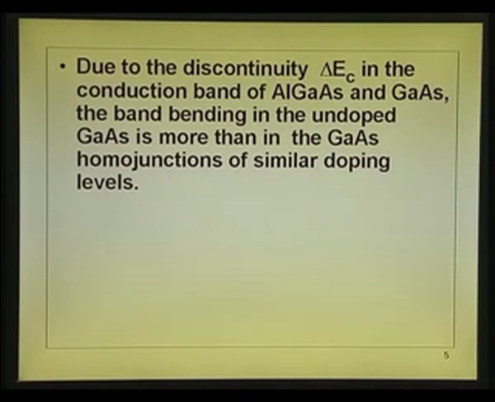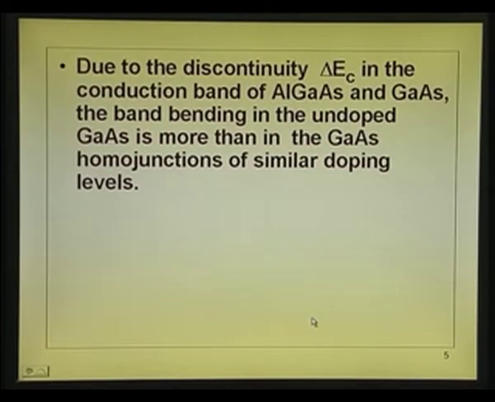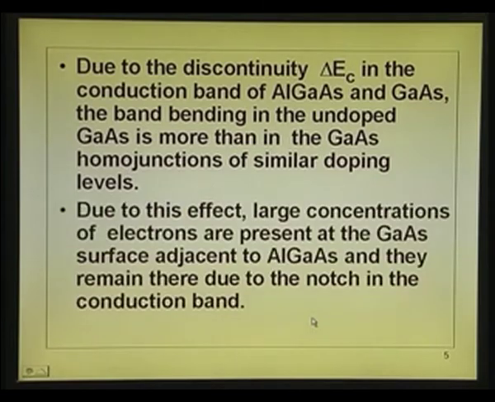So, due to the discontinuity, this is again whatever I explained put in words, delta E c in the conduction band of AlGaAs and gallium arsenide, the band bending in the undoped gallium arsenide is more than in the homojunction gallium arsenide. That is by this amount. The band bending is more in gallium arsenide, reiterating what I said in a slightly different way. Due to this effect, large concentrations of electrons are present at the gallium arsenide surface adjacent to the AlGaAs, and they remain there. They remain there due to the notch in the conduction band. That is the key thing.